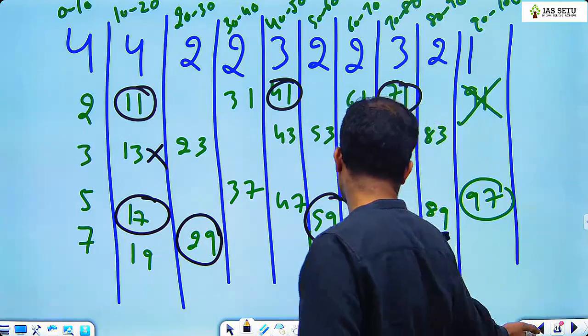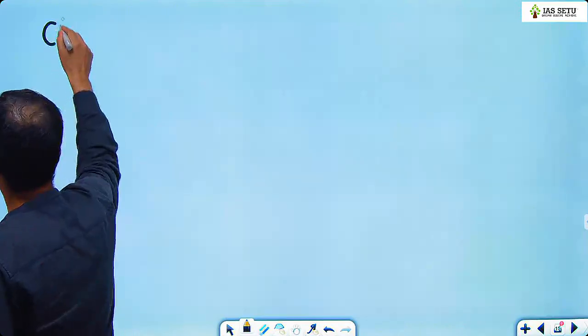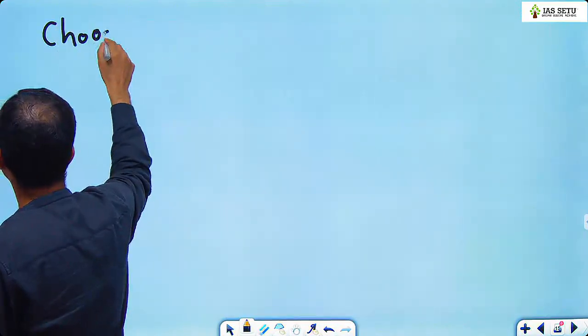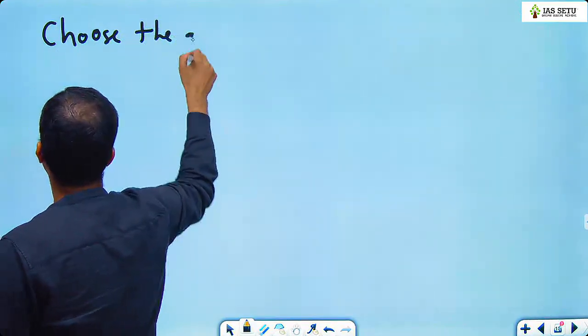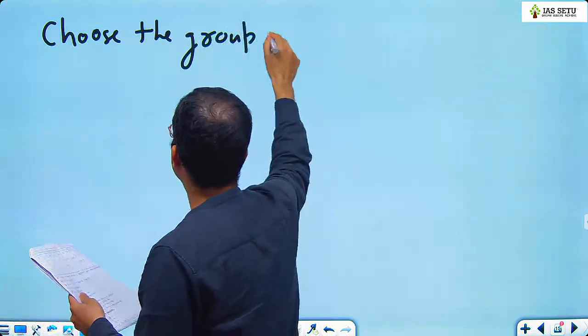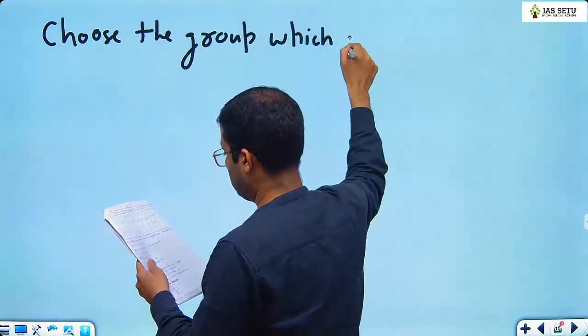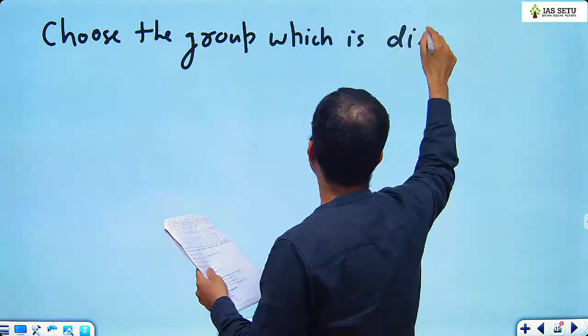Next, they asked one question in 2023 prelims. Question asked: choose the group which is different from the others.